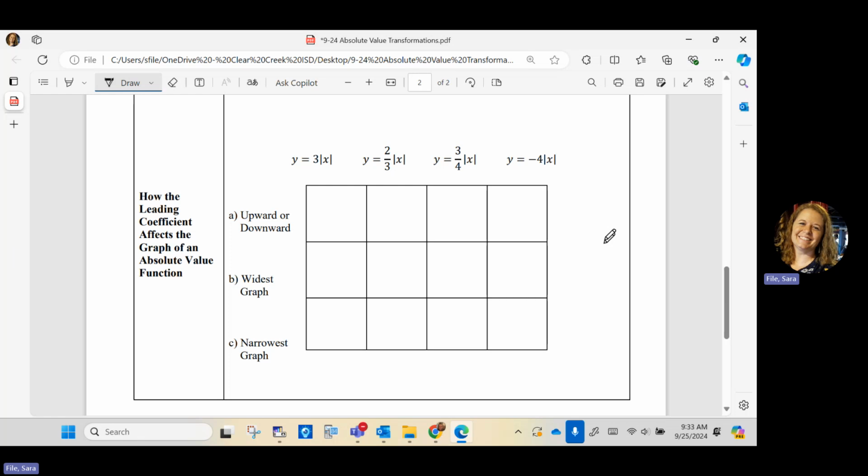Now, up or down, what does that come from? What part of A tells us if it opens up or down? If it's negative or positive. There's only one of those that has a negative A, this one. So that's going to open down. You can write down or you can draw a picture of it opening down. And then these 3 are all positive, so they're all going to open up. So you can write up or draw the picture of the absolute value graph opening up. So when A is positive, it opens up. When A is negative, it opens down. When A is closer to 0, it gets wider. When A is further from 0, it gets narrower.